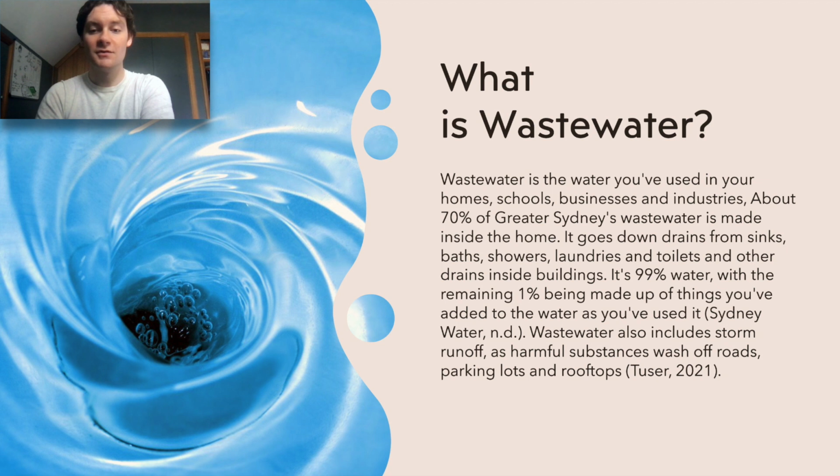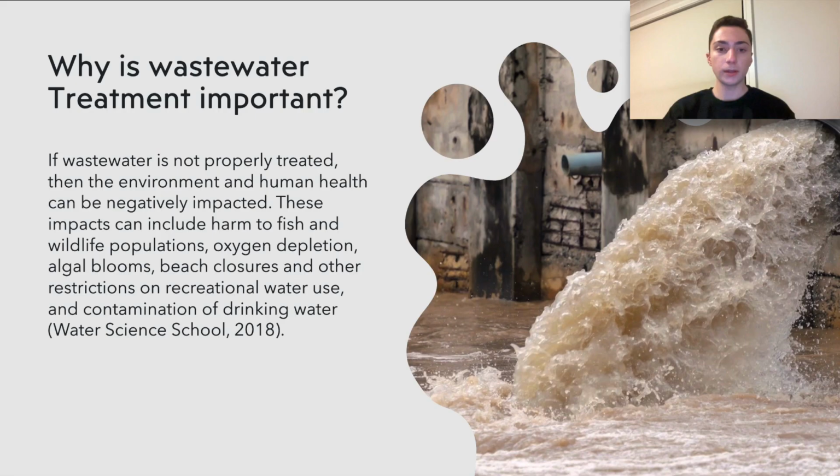Wastewater also includes storm runoff as harmful substances wash off the roads, parking lots, and rooftops. If wastewater is not properly treated, then the environment and human health can be negatively impacted. These impacts can include harm to fish and wildlife populations, oxygen depletion, algal blooms, beach closures and other restrictions on recreational water use, and contamination of drinking water.